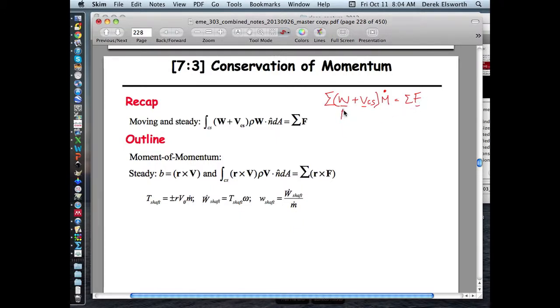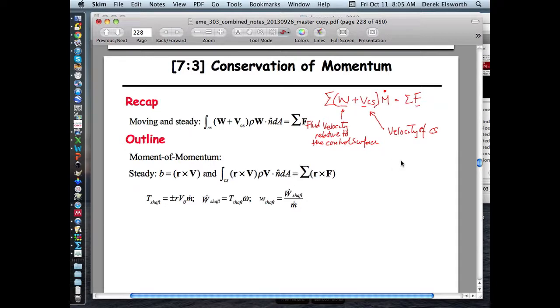We'll remind ourselves that this is the velocity relative to the control surface. I should say, maybe, the fluid velocity relative to the control surface. And this is the velocity of the control surface. And we have to use the appropriate sign convention.